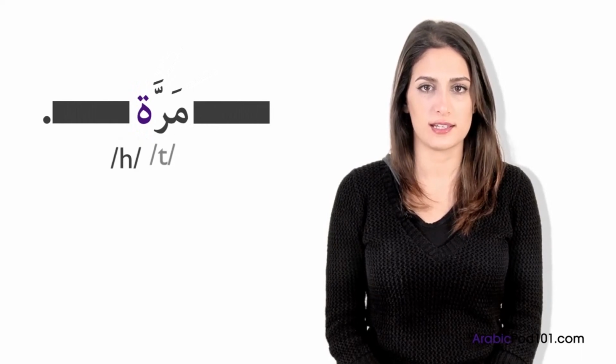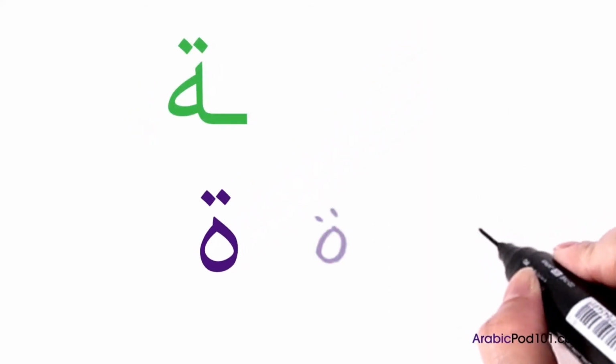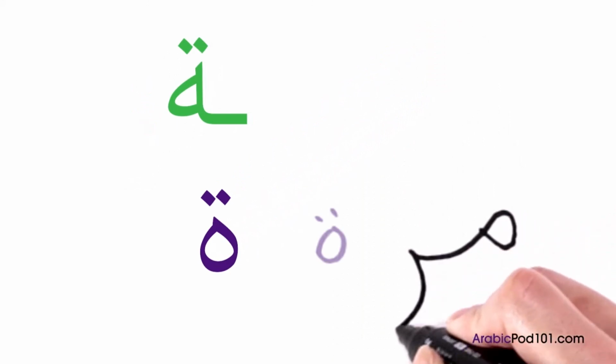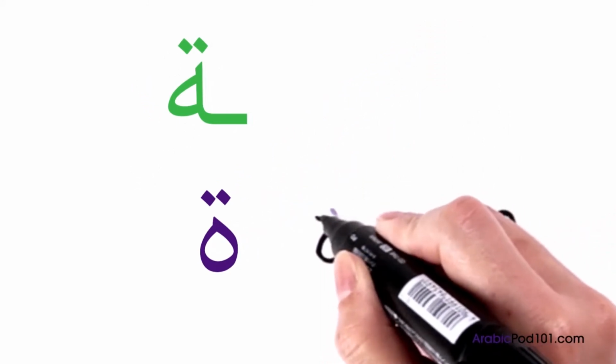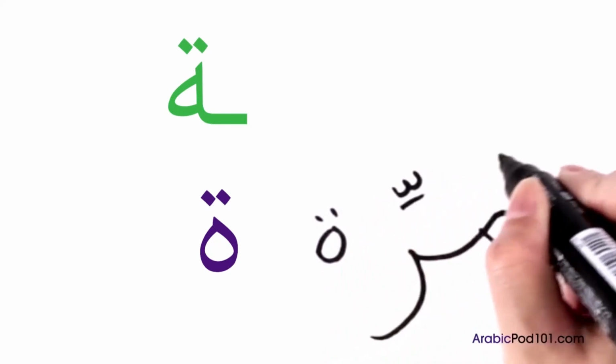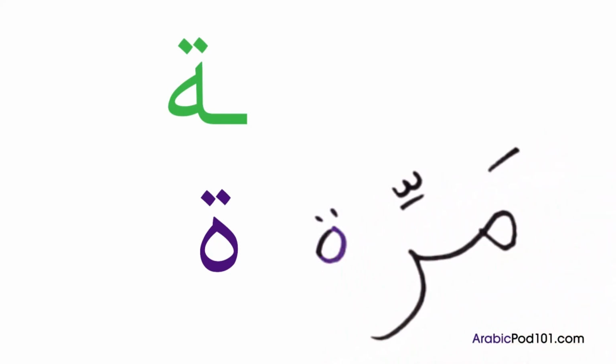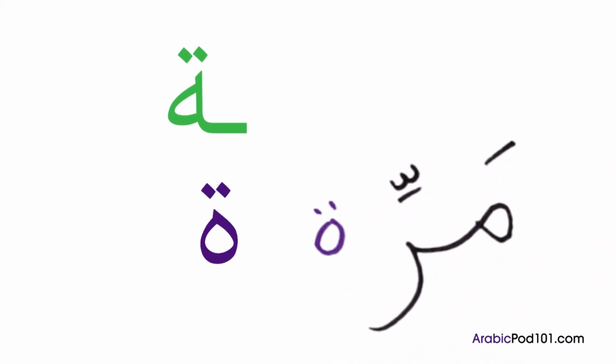Ta can also be tricky because its pronunciation varies depending on its position in a sentence. It can be either an H or a T. The rule of thumb is that as long as the word is pronounced alone and not in a sentence, then it's pronounced as an H. Let's try writing Ta. Isolated, final.